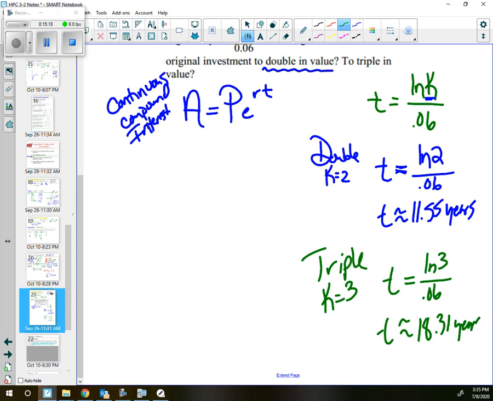Okay, does it make sense to you that it takes longer for your money to triple if you invest it than it would to double? Of course, it's a bigger amount. It's going to take longer, all of the things being the same. We kept the interest rate the same, all of that.